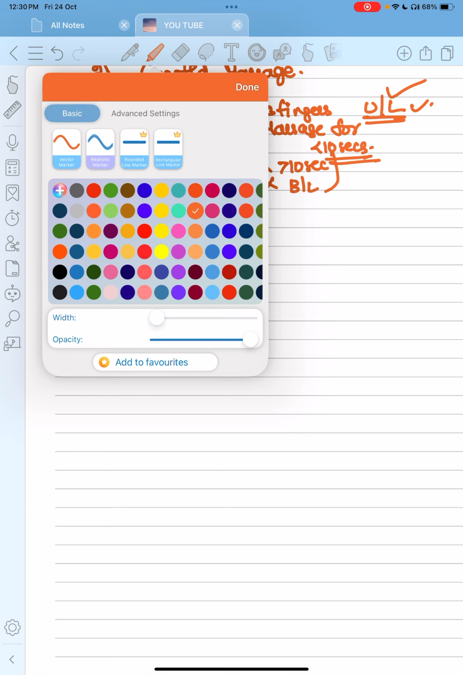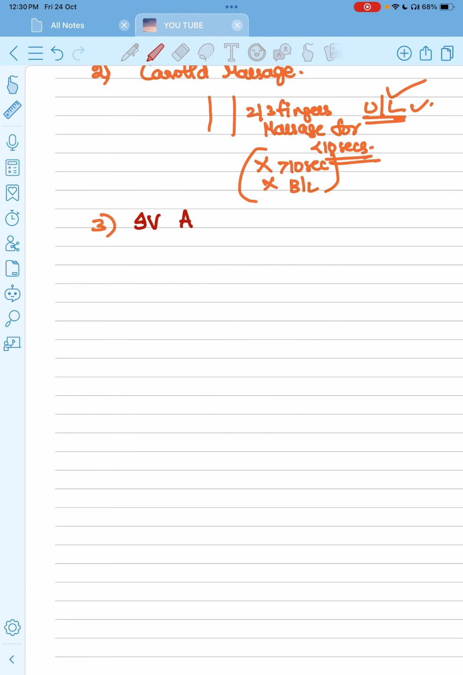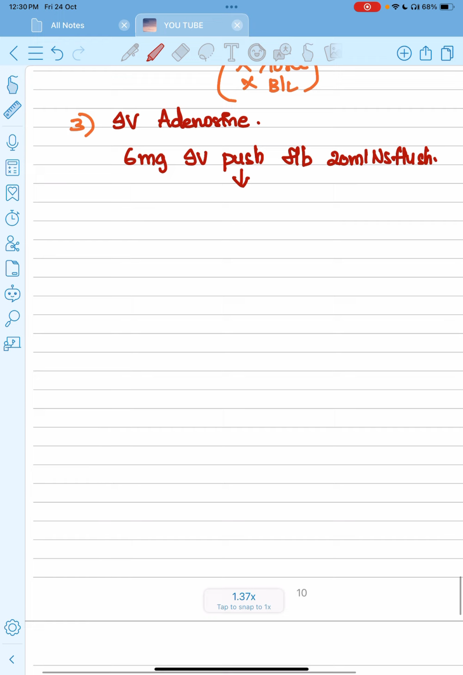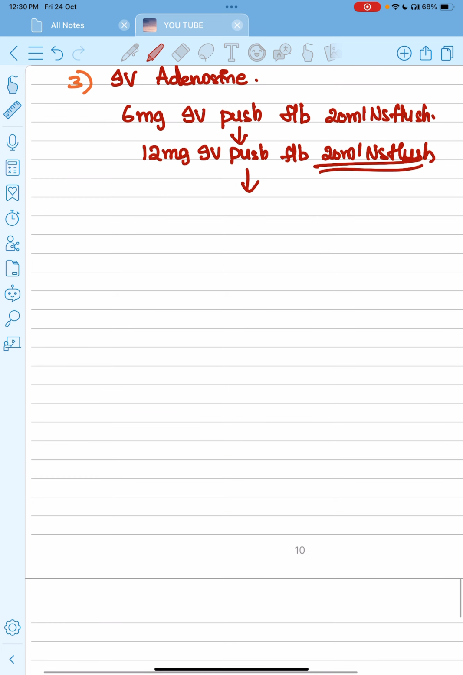If the above two failed, then you can go for medical management, that is giving IV adenosine. The first dose is 6 mg IV push followed by 20 ml NS flush. If it did not bring the heart rate down, then go for 12 mg IV push followed by 20 ml NS flush. This flush is compulsory. If it still did not bring the heart rate down, then the final 18 mg IV push followed by 20 ml NS flush.